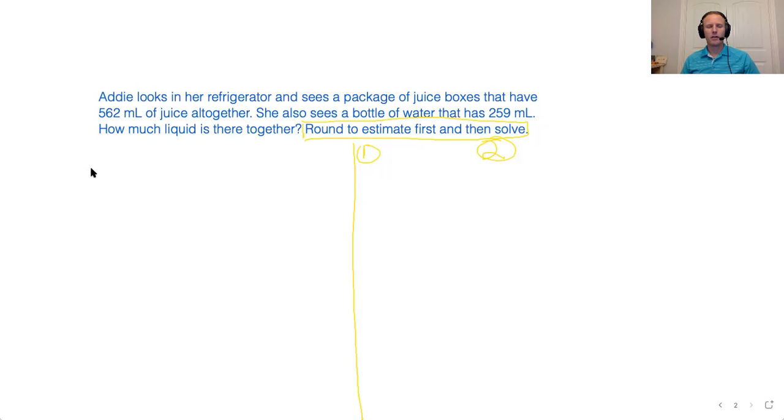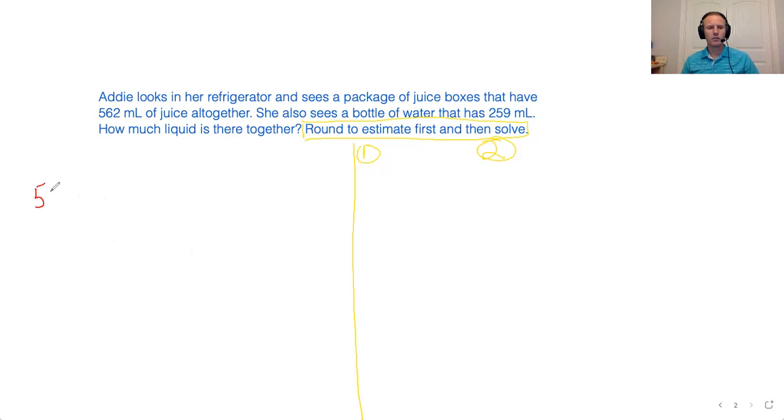So I know I need to add them because I'm looking at a package of juice boxes and I'm looking at a water bottle, and I want to know all together. So that would be like if I dumped them all into a container, how much would there be altogether? That's adding. I'm going to round to the nearest 10 again. I think that's going to give me a more accurate answer.